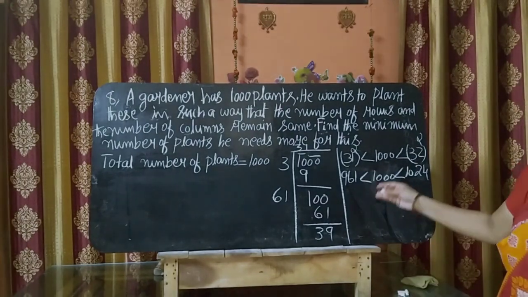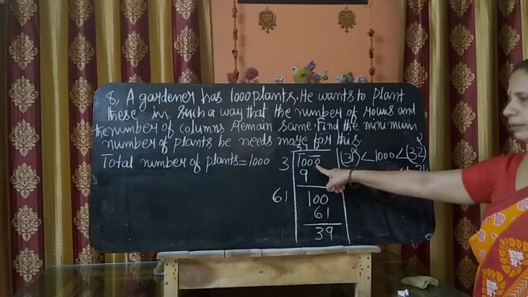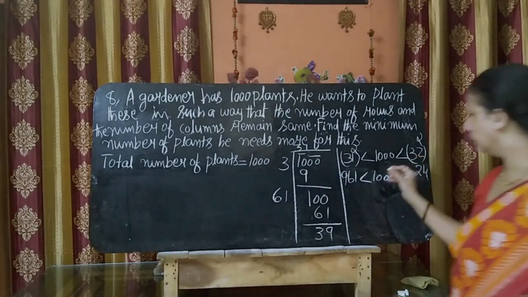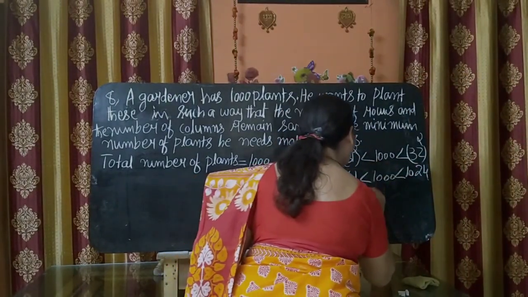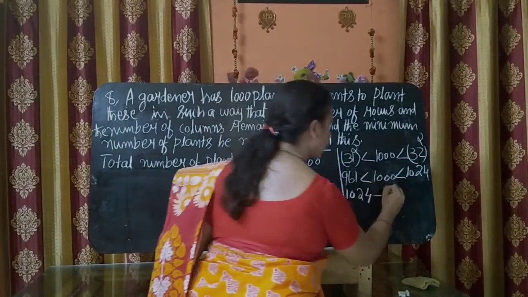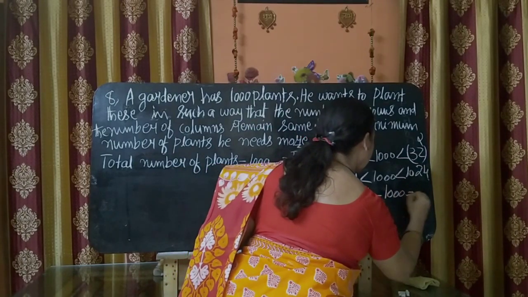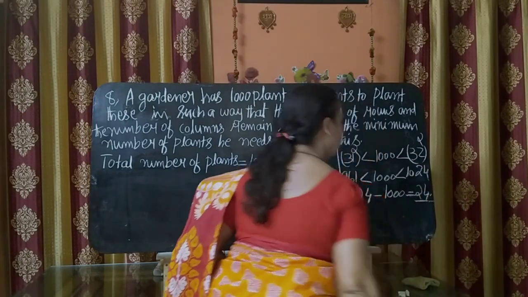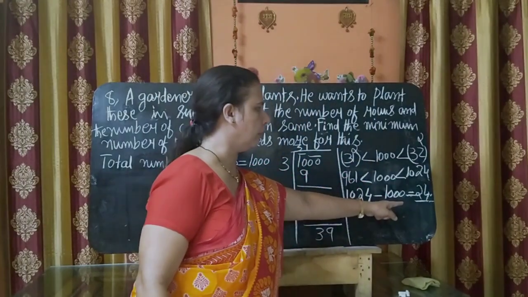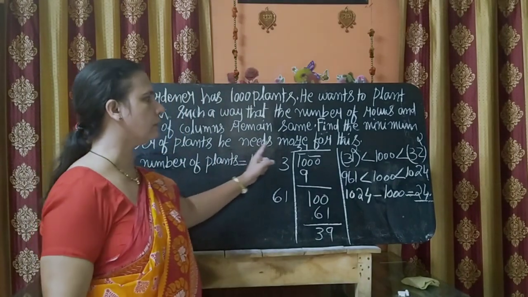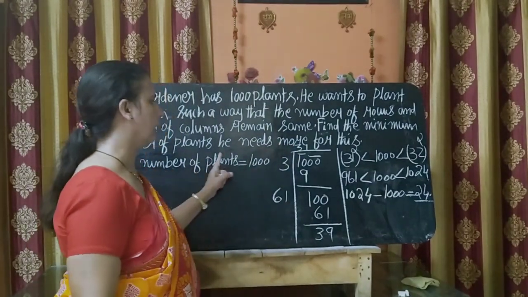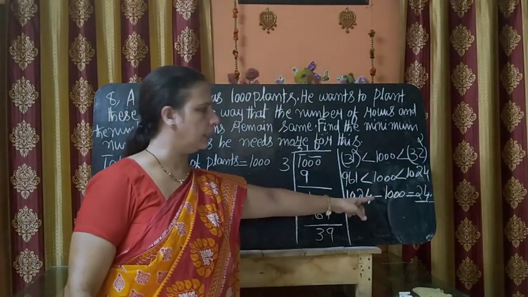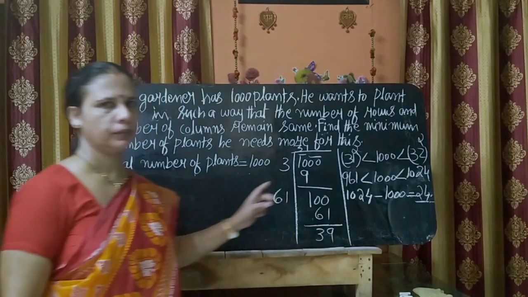Next step is 1000. 1000 means the given number. Subtract 1000 from 1024. 1024 minus 1000. We got the required number. Required number means how many more plants he has to get. That is, the number of plants he needs is equal to 24.